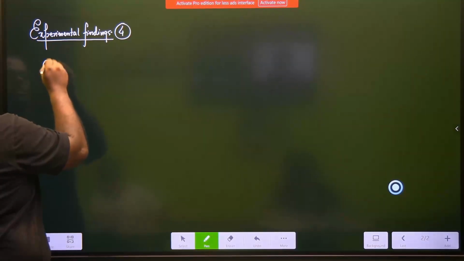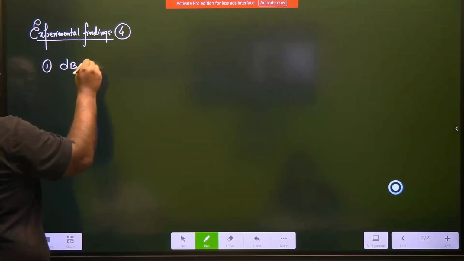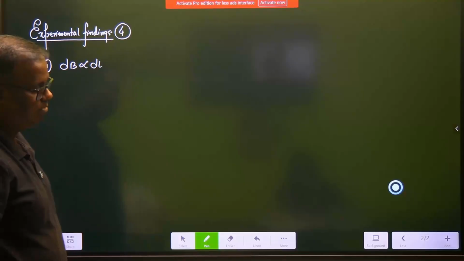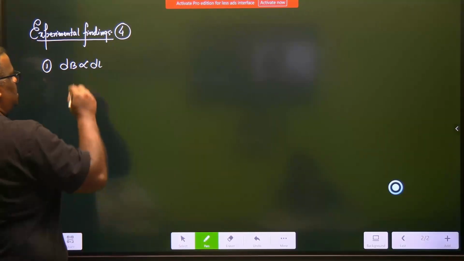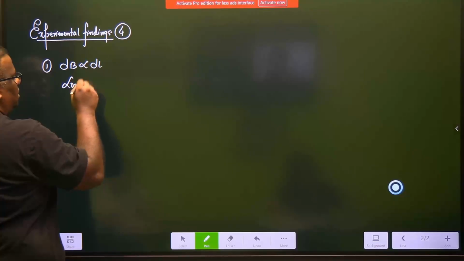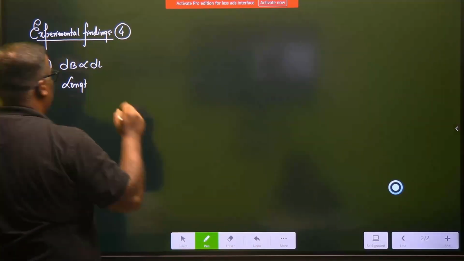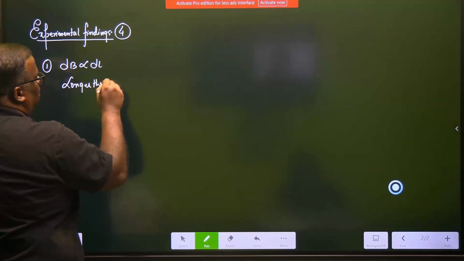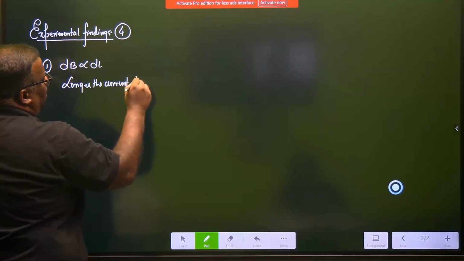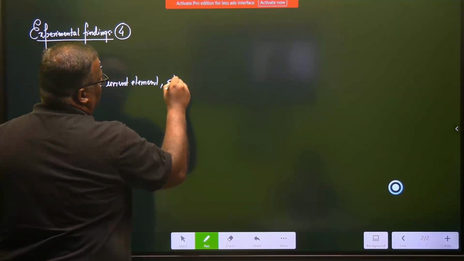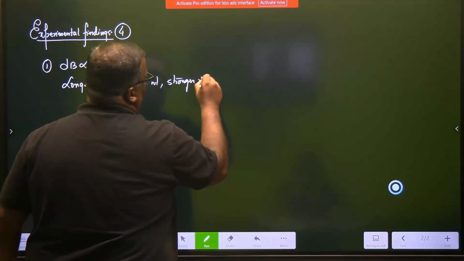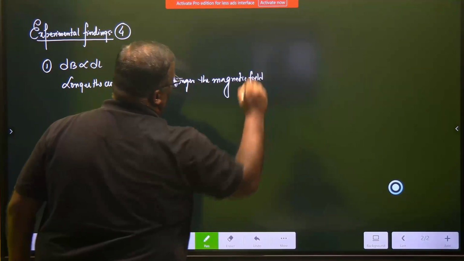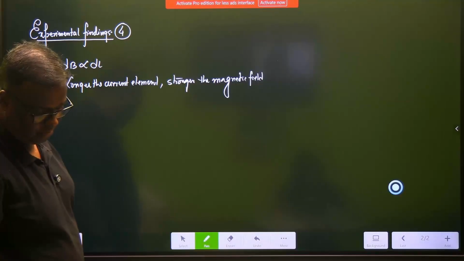Number 1, dB is directly proportional to dl, which means the longer the current element, the stronger the magnetic field.